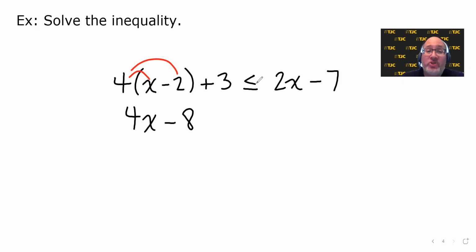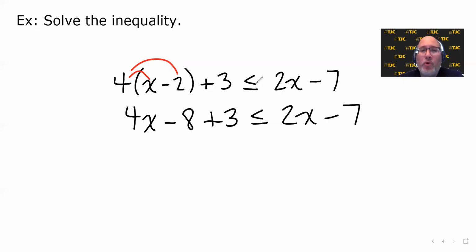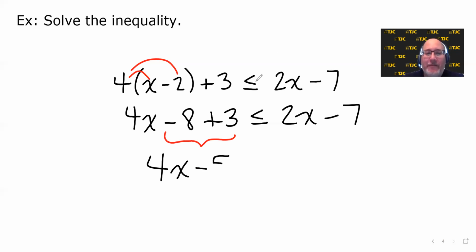All the other terms stay the same, so we still have the plus 3, the less than or equal to, the 2x, and the minus 7. Remember, when you distribute to eliminate parentheses, you often create like terms to combine. In this case, we can combine the negative 8 and the positive 3 on the left side of the inequality to get 4x minus 5 is less than or equal to 2x minus 7.